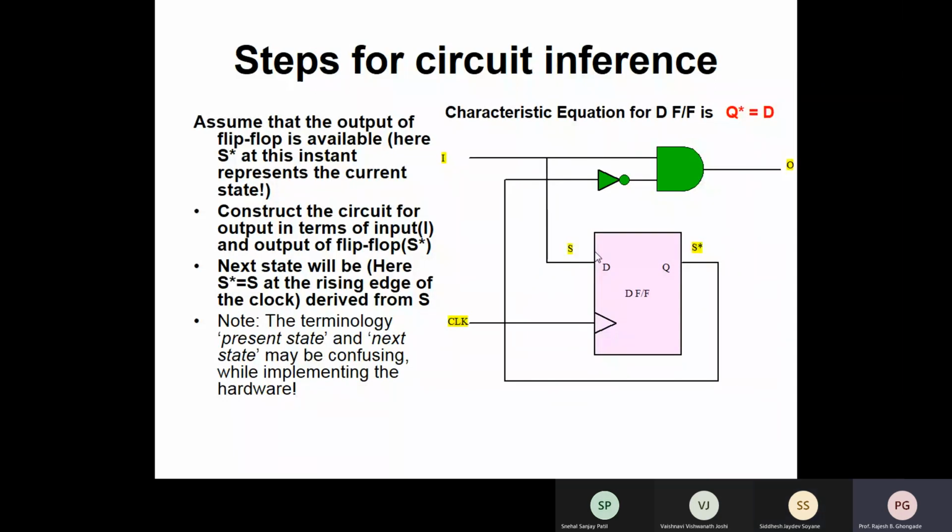Shall we move on to a new state machine here? At the same time, just keep in mind that the characteristic equation for the D flip-flop is Q star equal to D. That is, Q output is equal to D. This will happen at the arrival of the clock edge.